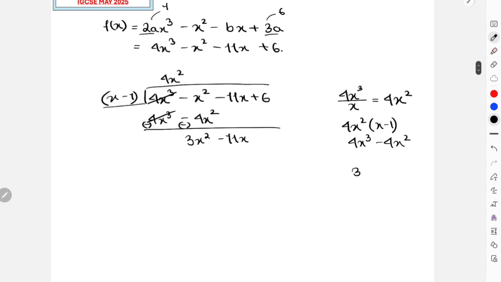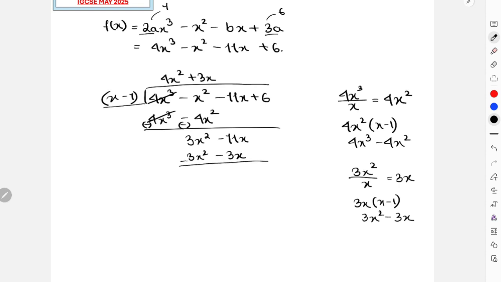Similar process, I'll divide the 3x square over x to get 3x. So I'll write 3x on the quotient space, and 3x multiplied with x minus 1 gives you 3x square minus 3x. Subtract it. So 3x square gets cancelled out. This 3 over here is positive. Minus 11 plus 3 will actually give you minus 7 plus 6.